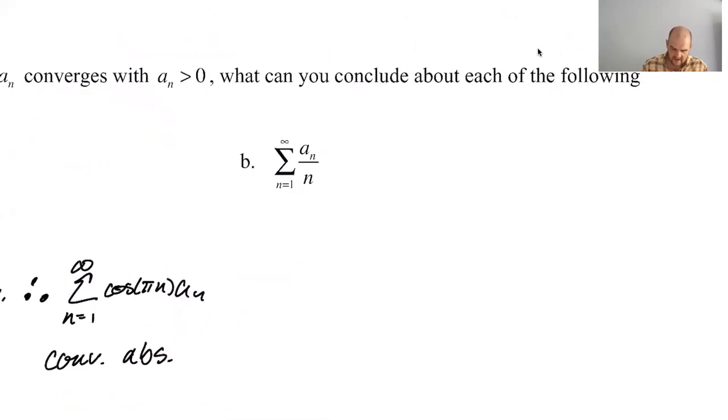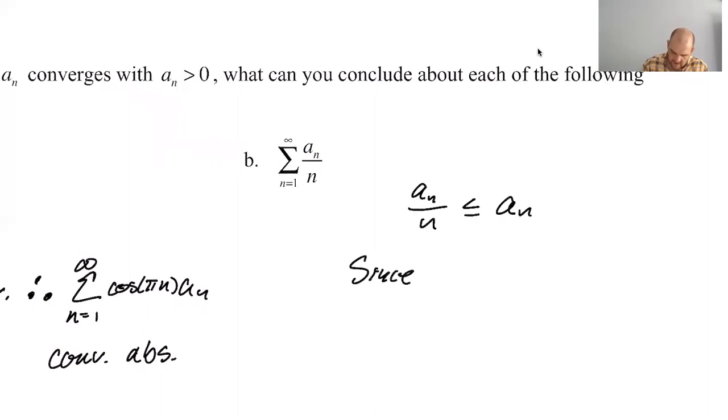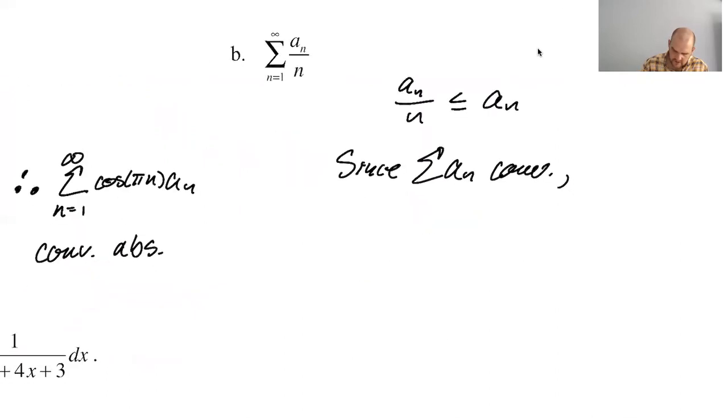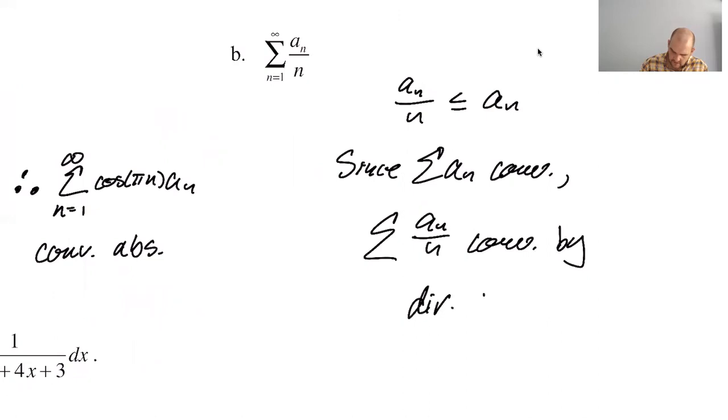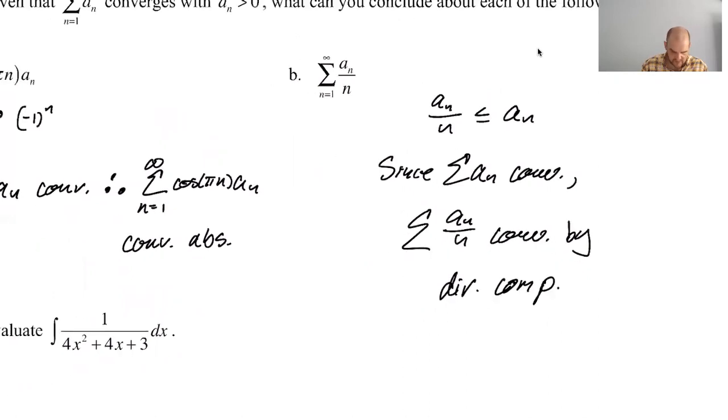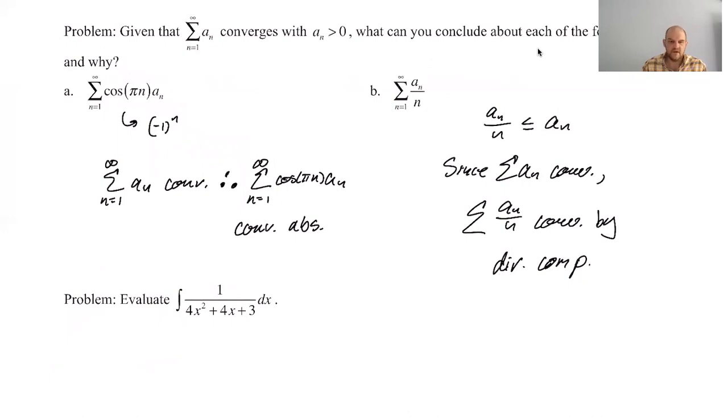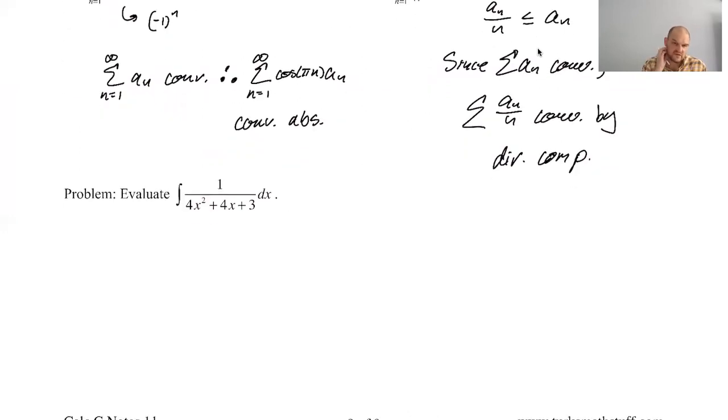And then here, if I take the terms of a sub n and divide them by n, and n is positive, definitely a sub n over n is less than or equal to a sub n. So since the sum of a sub n converges, the sum of a sub n over n converges by direct comparison. Those were pretty fun problems. They're very straightforward. Let's take a look at this next one.